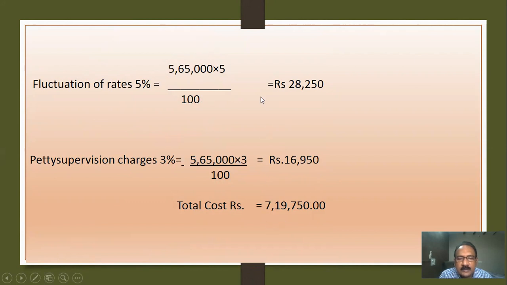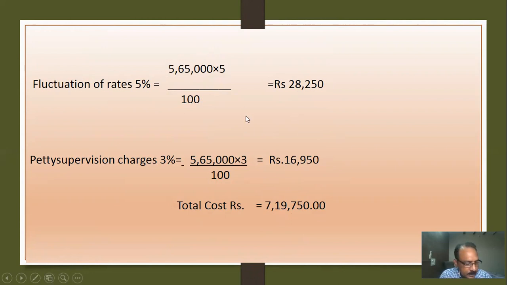So the total cost of the building, including all water supply, electrification, fluctuation, petty supervision charges, is given here as the total. If you add, you will get 7 lakhs 19,750 rupees. In this way, we have to do plinth area problems.